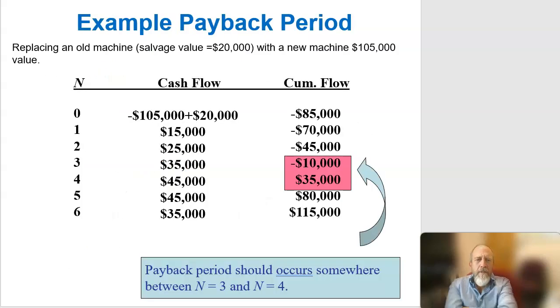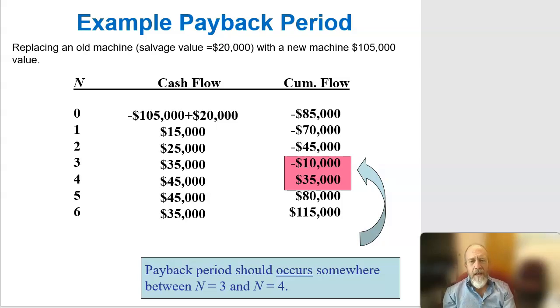So a simple payback period is just, let's say we got these specific cash flows. You put $105,000 into a new machine, but you made $20,000 off the old machine. So you have a cumulative cash flow in year 0 of negative $85,000. Then each of those years afterwards, you're making a prescribed amount: 15, 25, 35, 45, 45, 35.